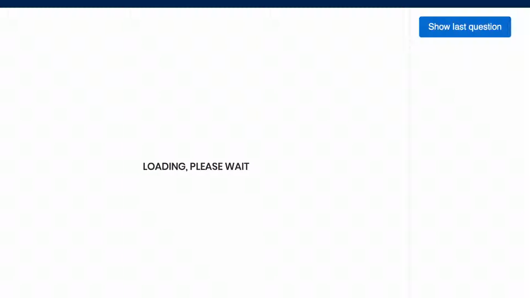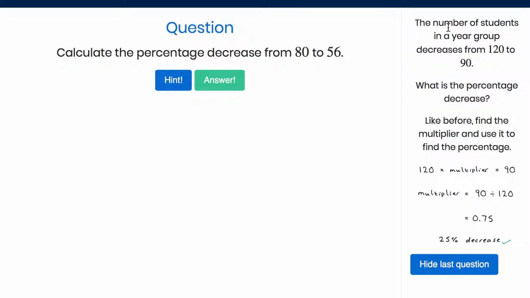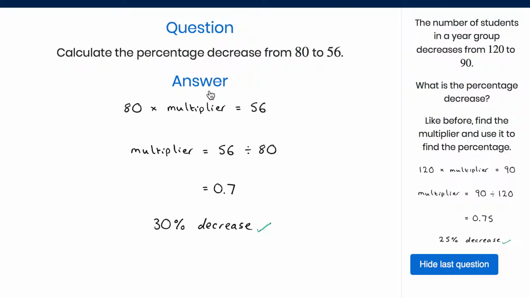Okay, one last example for you to practice. Calculate the percentage decrease from 80 to 56. Follow the method from the last question shown here on the right hand side. Pause the video and have a go. Okay, here is the answer.